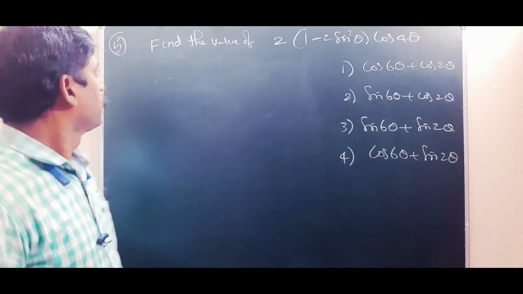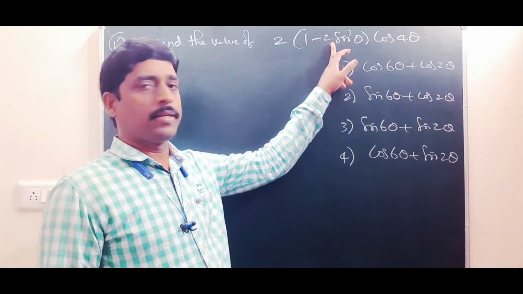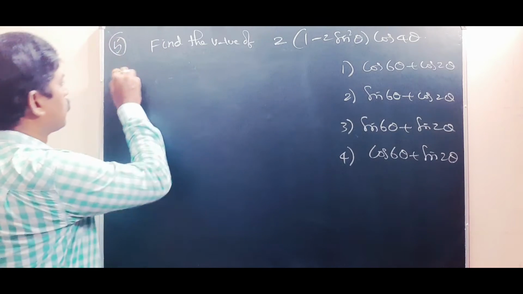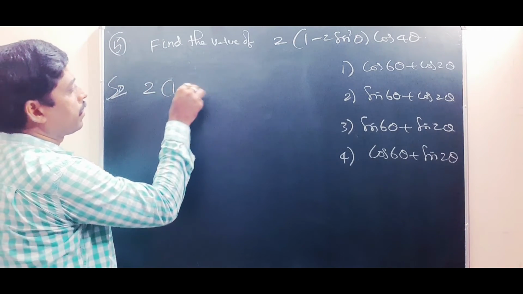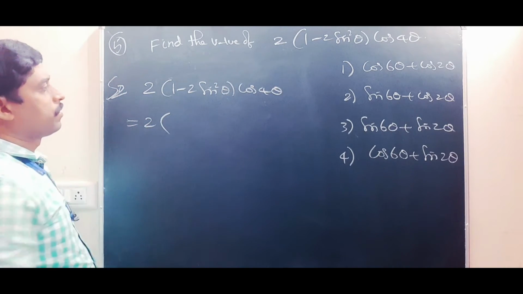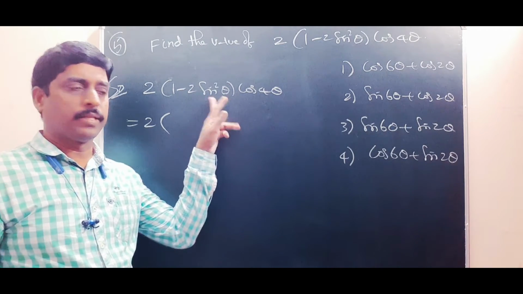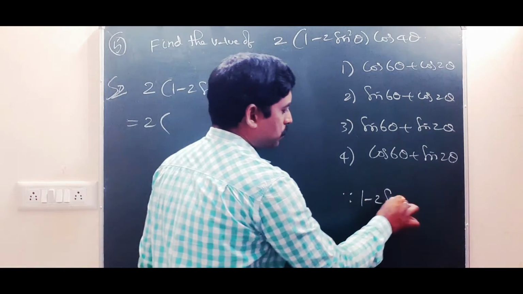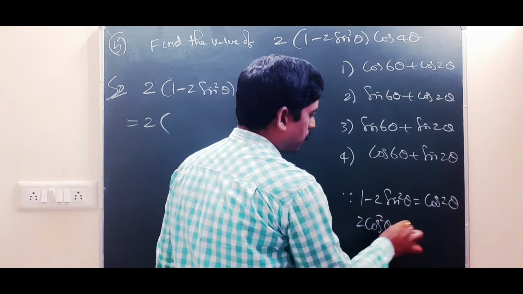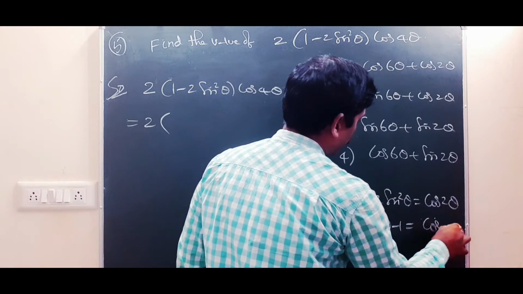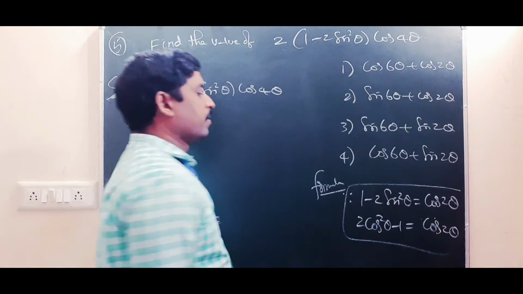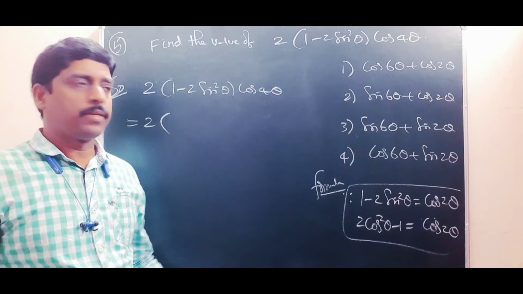Okay, look at the next question. Find the value of 2 times (1 minus 2 sin square theta) into cos 4 theta. Four options are given. We have the formula: 1 minus 2 sin square theta equals cos 2 theta. 2 cos square theta minus 1 is also cos 2 theta. So we have 1 minus 2 sin square theta as cos 2 theta.